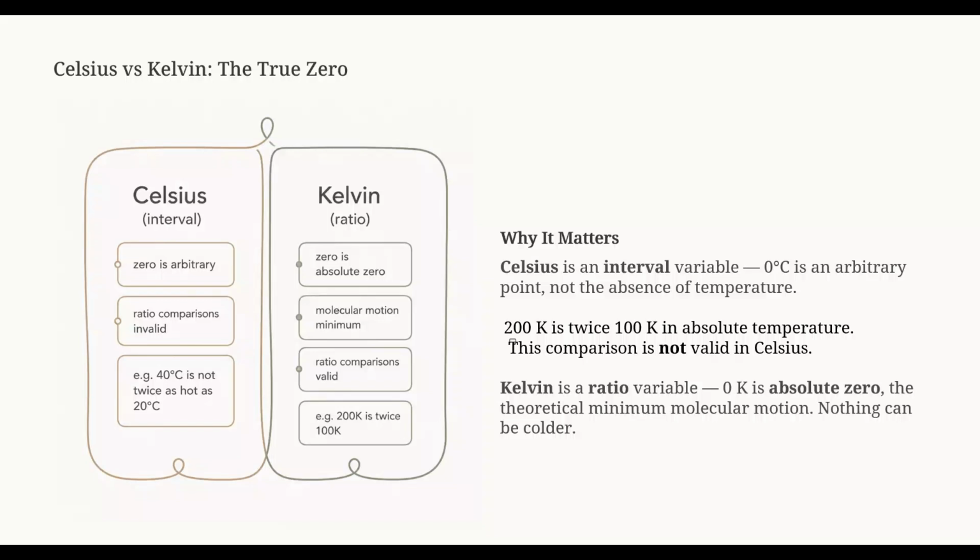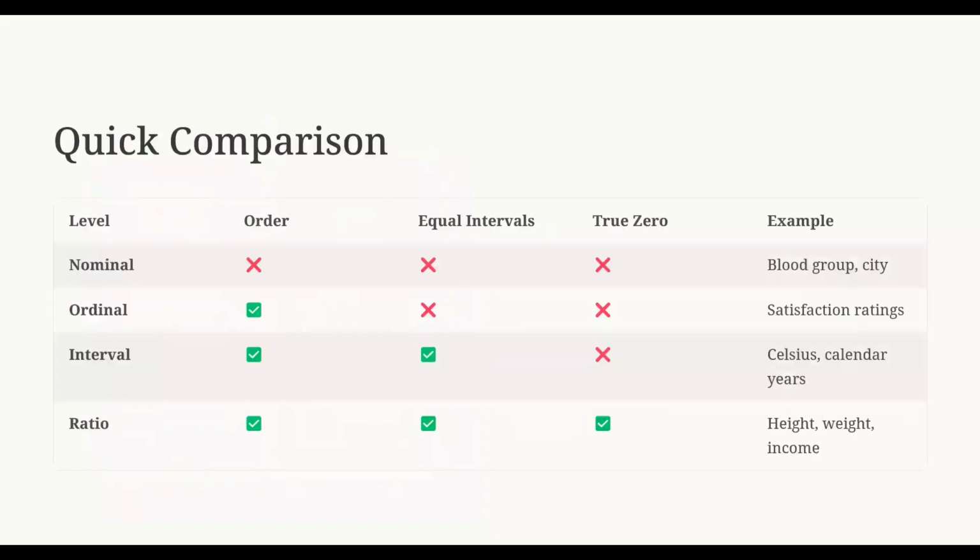For example, 200 Kelvin is twice as much as 100 Kelvin in terms of absolute temperature. That comparison isn't valid using Celsius because 0 degrees Celsius is not the absence of temperature. This example clearly illustrates the difference between interval and ratio measurement.